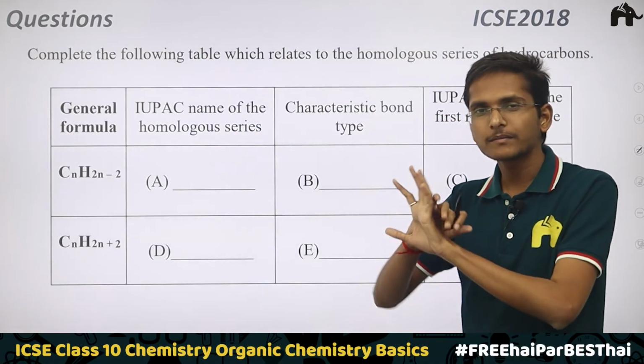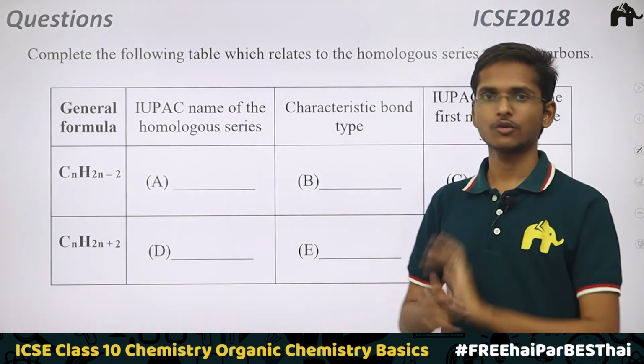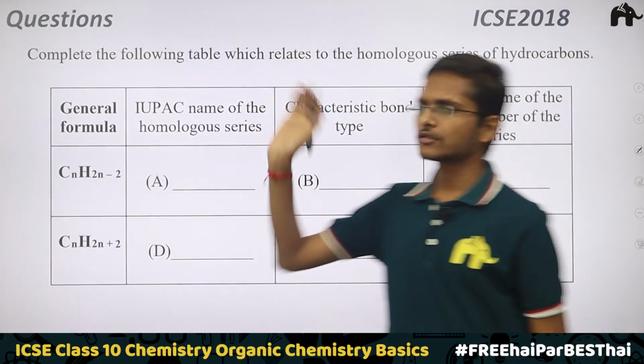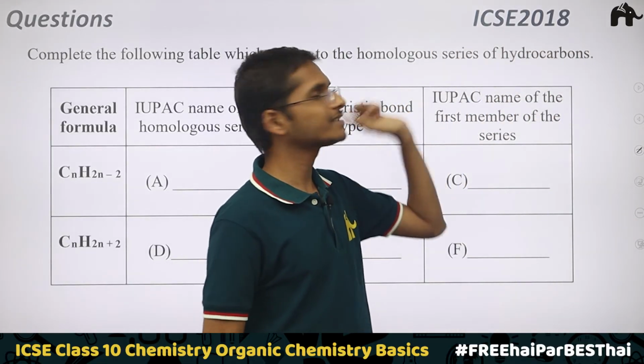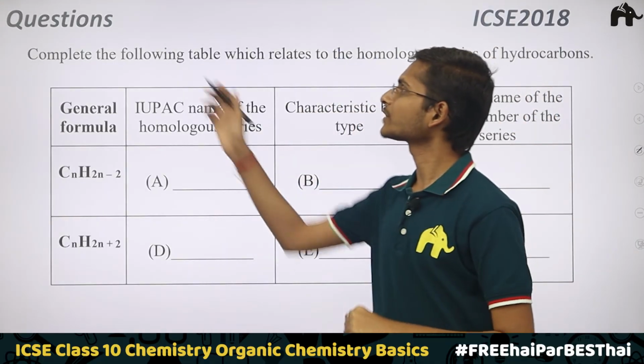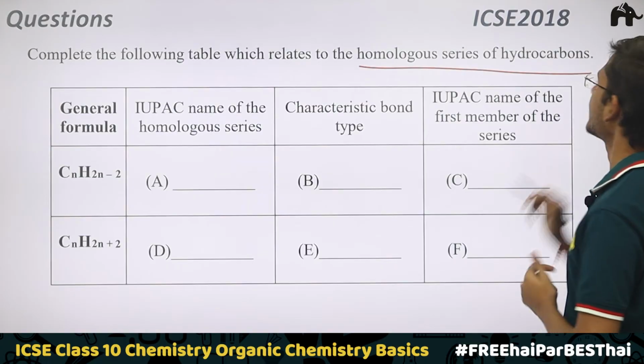Okay, so we have completed all the basics of organic chemistry which we need to study according to your syllabus. First is this question, and you can observe the year in which the question was asked in your ICSE exams. It is written here. Now, the question is: complete the following table which relates to the homologous series of hydrocarbons.